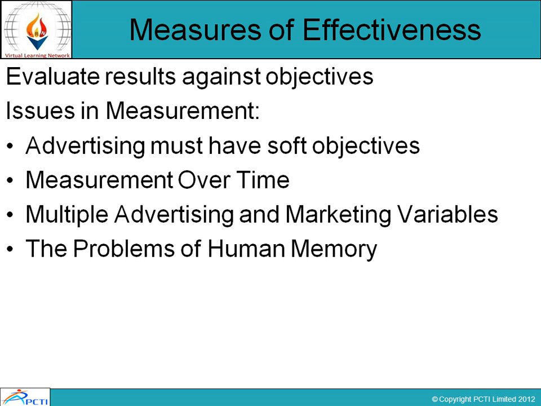Another is multiple advertising and marketing variables. Even when measuring the communication efforts of the advertising campaign, there is a problem in differentiating what is advertising and what is not. So in that terms, one cannot ignore the fact that advertising is but one variable in the marketing mix, and other variables could have the communications effect. So it is about getting the understanding about the multiple advertising and marketing variables. Another is the problem of human memory.